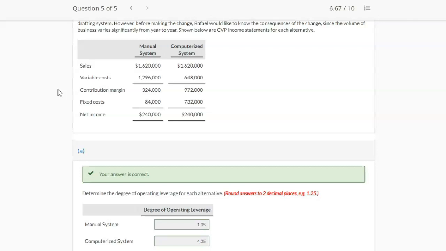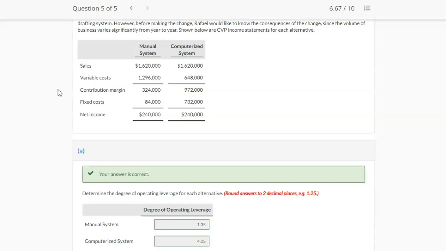Contribution divided by sales, multiplied by 100 to make it a percent. You take 324 divided by 1620. What do you get? 20%, I think. Percentage. For my numbers, it's 20%. Yeah, probably. Put 20% off to the side.